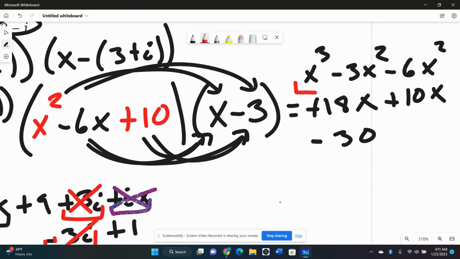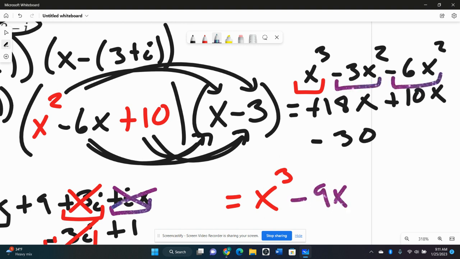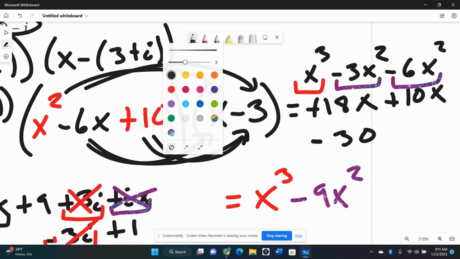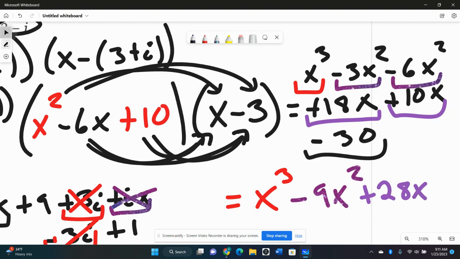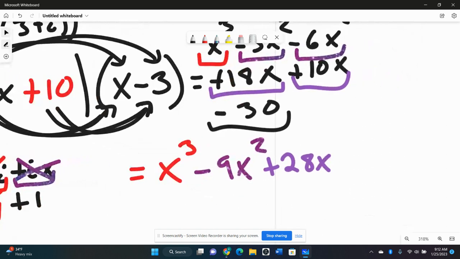So when I combine like terms, I have this x to the third. Minus 3x squared minus 6x squared gives me minus 9x squared. 18x plus 10x gives me 28x. And then, of course, this minus 30 is all alone at the end. So I'll just put minus 30.